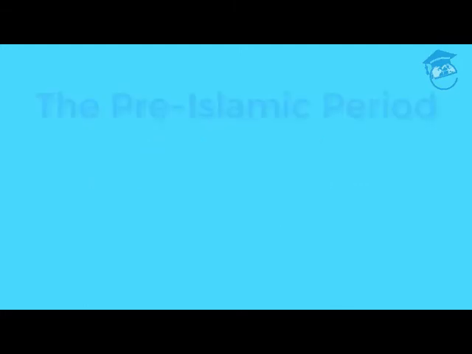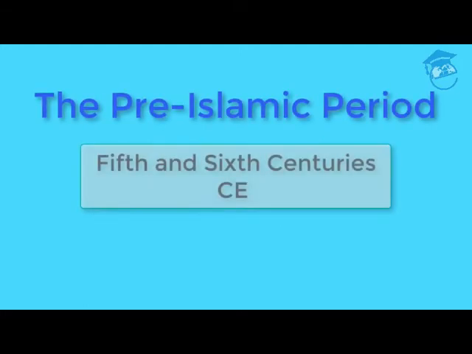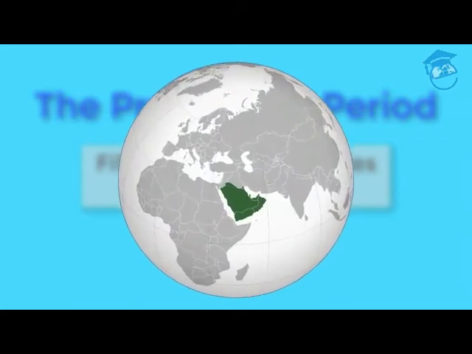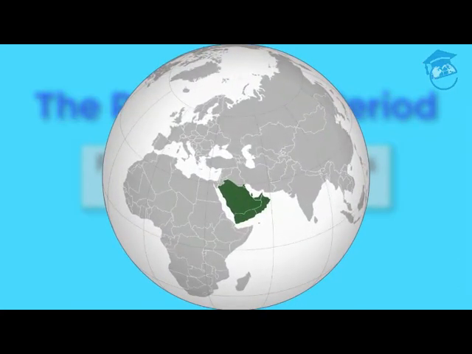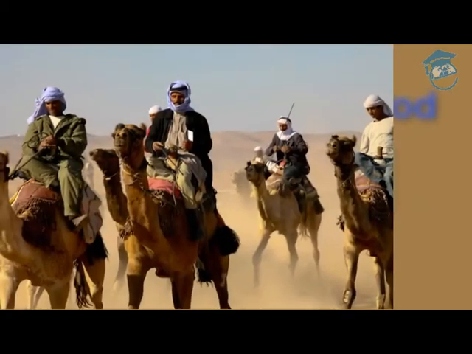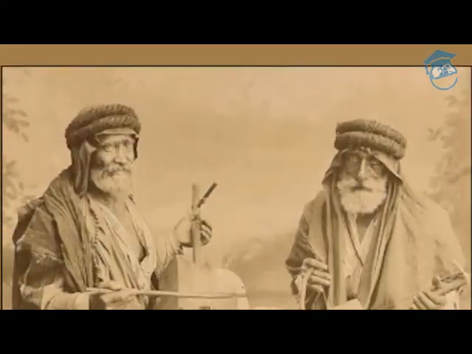Let's begin with the pre-Islamic period, between the 5th and 6th centuries of the Common Era. Arabic was, at this early time, predominantly a spoken language. Arabic was born in the Arabian Peninsula amongst Arabian Bedouin tribes. The Bedou were a people who moved from place to place. Very few Bedou remain today.